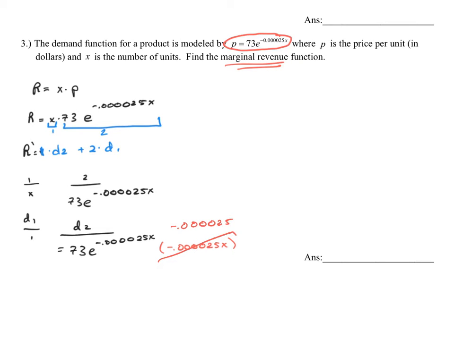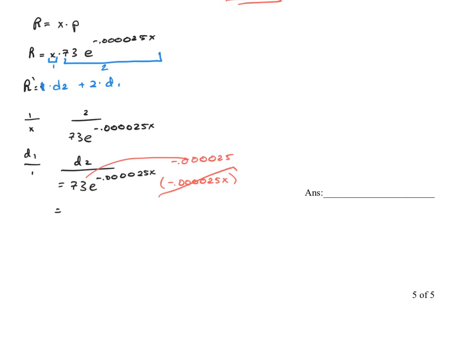0.000025. So what I'm going to do now is use my calculator to multiply these two constants and simplify this term. What I end up with after using my calculator is negative 0.001825 e to the negative 0.000025x. So this is the derivative of my second function. I'm going to multiply the first function times the derivative of the second, plus the second function times the derivative of the first.